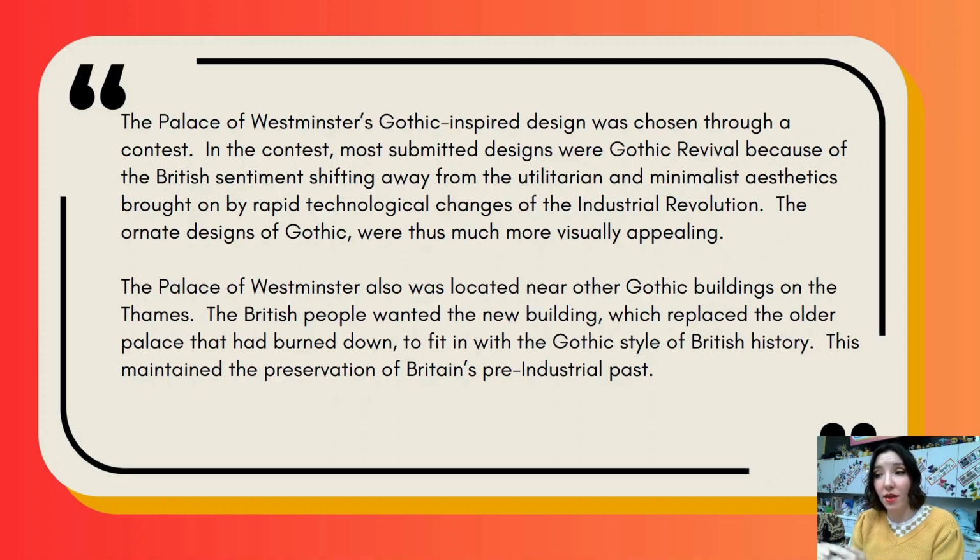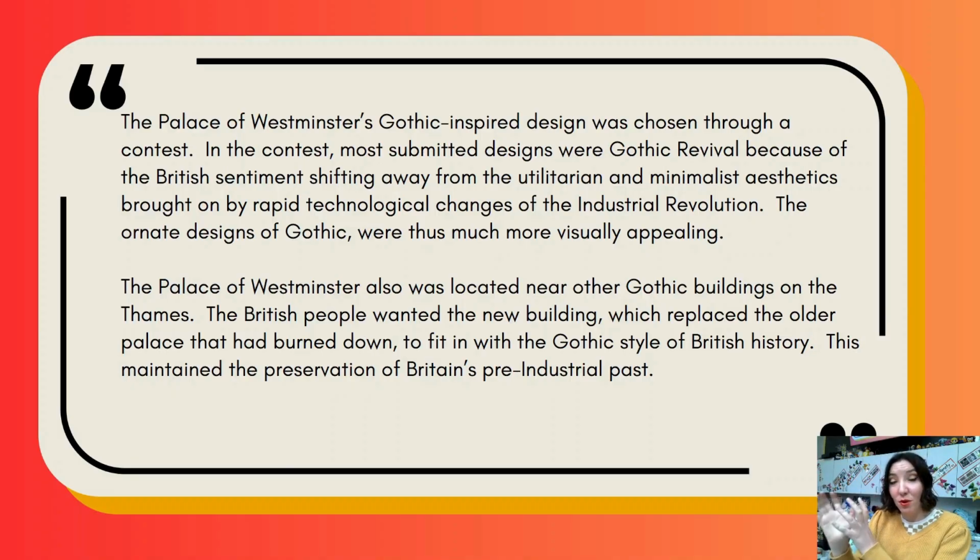So then my second point, second task point here: the Palace of Westminster also was located near other Gothic buildings on the Thames. The British people wanted the new building, which replaced the older palace that had burned down, to fit in with a Gothic style of British history. This maintained the preservation of Britain's pre-industrial past. So I'm saying that it being near Gothic buildings supports the fact that Britain liked Gothic style, because that's what was around it. I'm talking fancy, but that's all I'm really saying, right? By putting Gothic near Gothic, Britain happy.